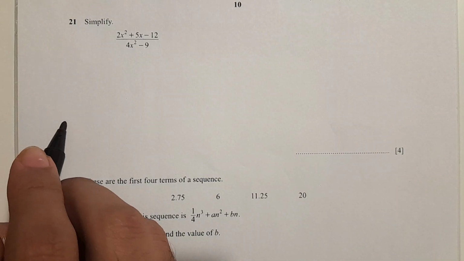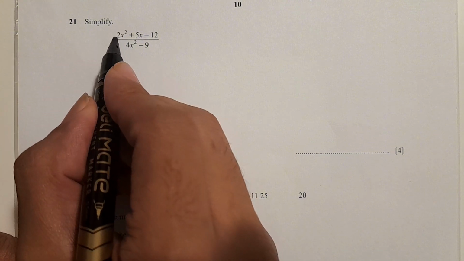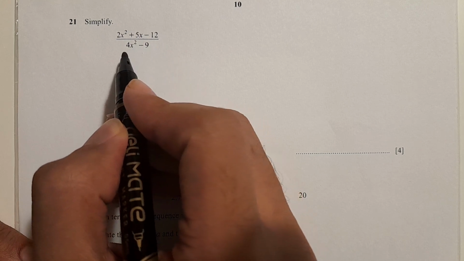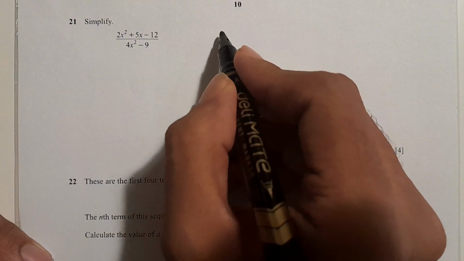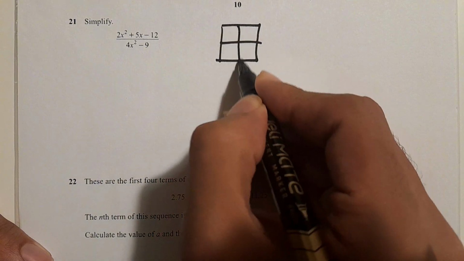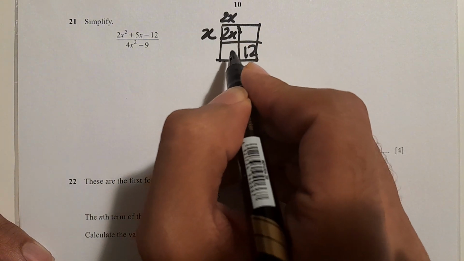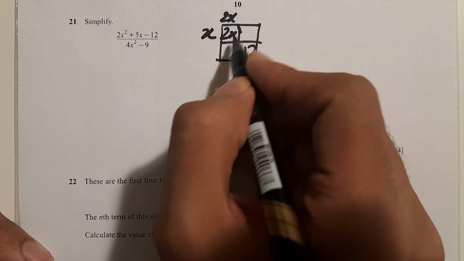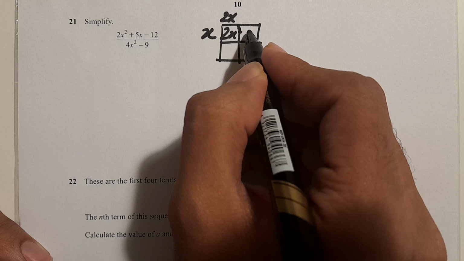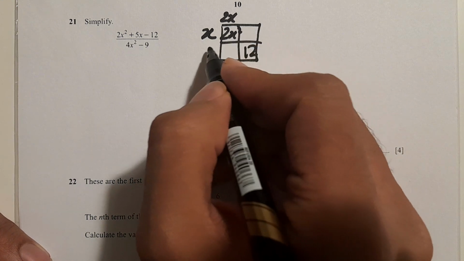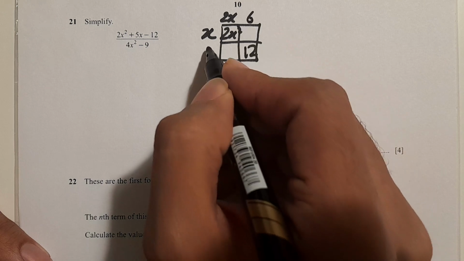Question 21 states, 2x squared plus 5x minus 12 divided by 4x squared minus 9. We have to simplify this. So what we will do is write the top, the numerator, as a quadratic equation. Here we have 2x squared plus 5x minus 12. So here 12, and here 2x squared. So we will write 2x here and x here. Then for the right side, we will write 3 and 2, or we can write 5 and 1. It depends, or we can write 3 here and 2 here. It depends. So what we will do is write 6 here and 2 here.